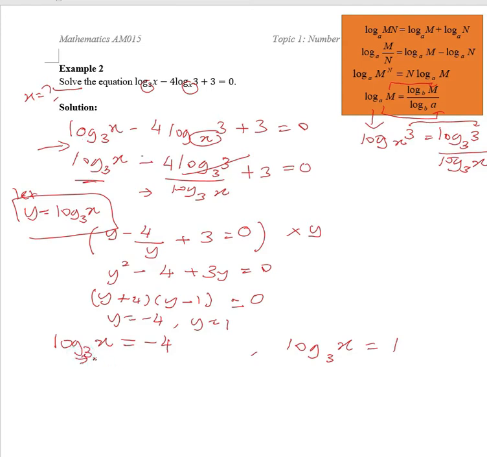Okay, so you can just turn down this 3 to the right side, so this is just 3 to the power -4, and x left on the left side. Also turn down this 3, you get 3 to the power 1, x equal to 3, and x equal to 3 to the power -4. You can also change this to be 1 over 3 to the power 4, which is also equivalent to 1 over 81. And this is just x equal to 3.